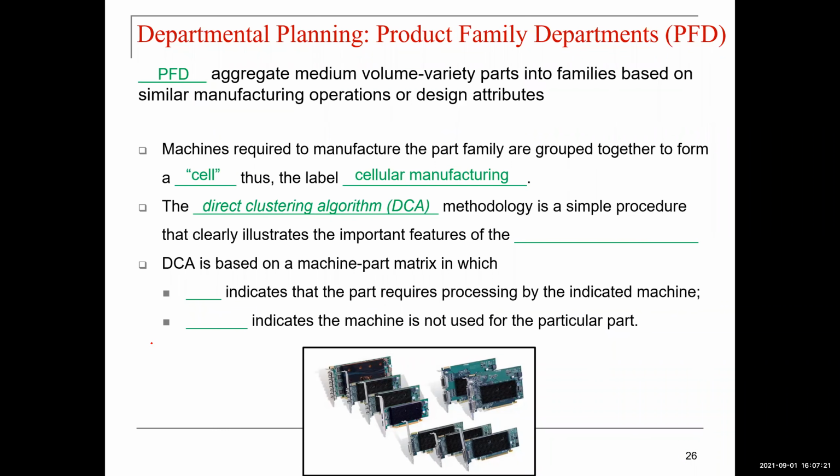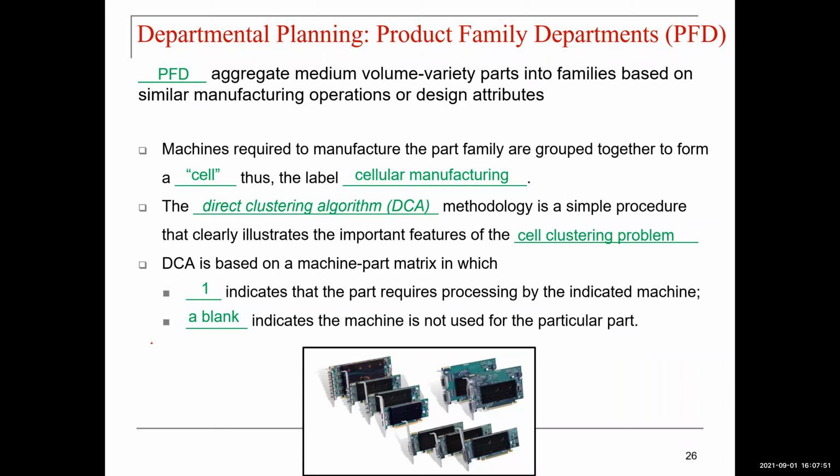The direct clustering algorithm methodology is a simple procedure that clearly illustrates the important features of the cell clustering problem. The direct clustering algorithm is based on a machine part matrix in which 1 indicates that the part requires processing by the indicated machine, and a 0 or a blank indicates the machine is not used for the particular part.